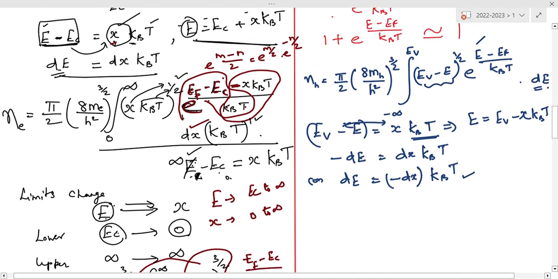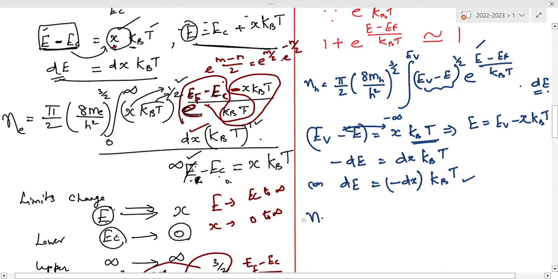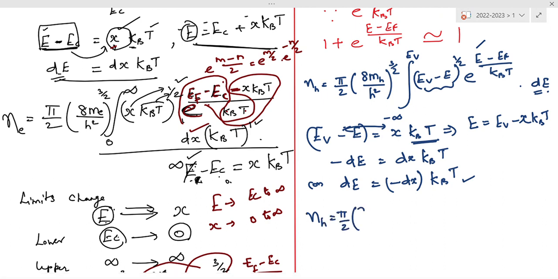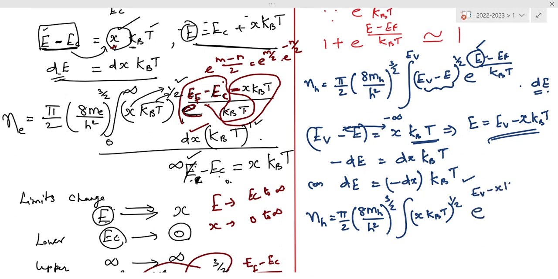Therefore, substituting in the equation, NH is equal to pi by 2 (8 mH by h square) the whole power 3 by 2. Instead of EV minus E, I am writing x kBT power half, and then e power (E minus EF). So this E should be replaced by this formula: e power (EV minus x kBT minus EF) divided by kBT. Now dE is replaced by minus dx kBT.